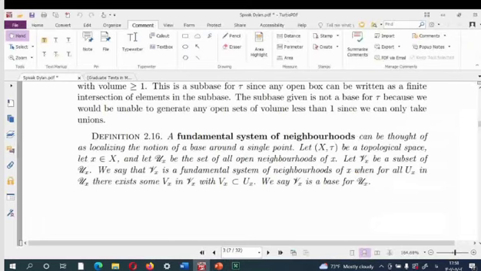A fundamental system of neighborhoods can be thought of as localizing the notion of a base.